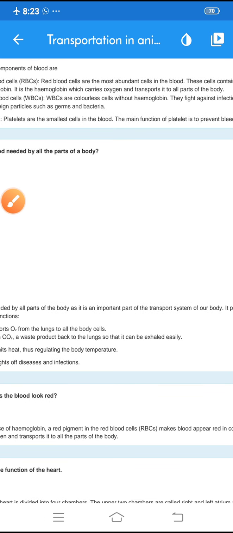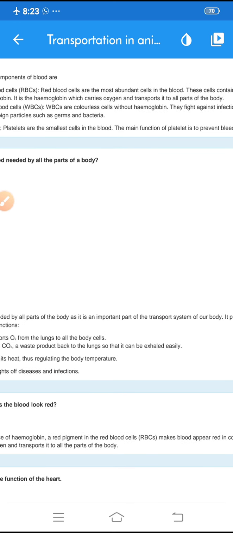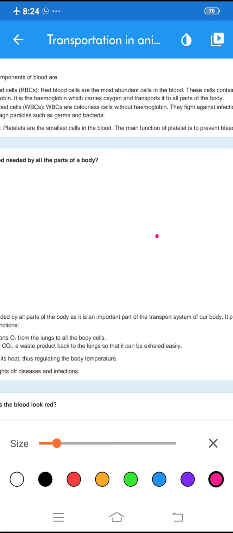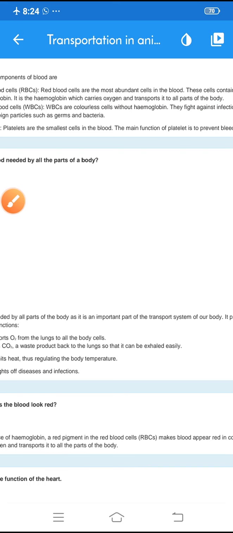So what is the function of this? It is the hemoglobin which carries the oxygen and transports it to all parts of the body. So the function of RBCs is to carry oxygen and transport it to all parts of the body with the help of hemoglobin. This is the function of the red blood cells.